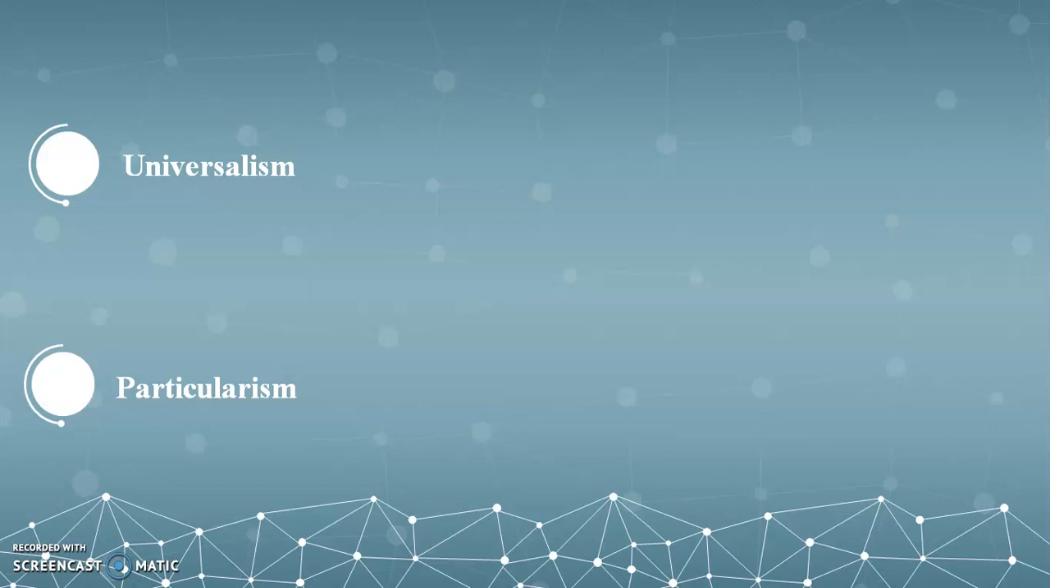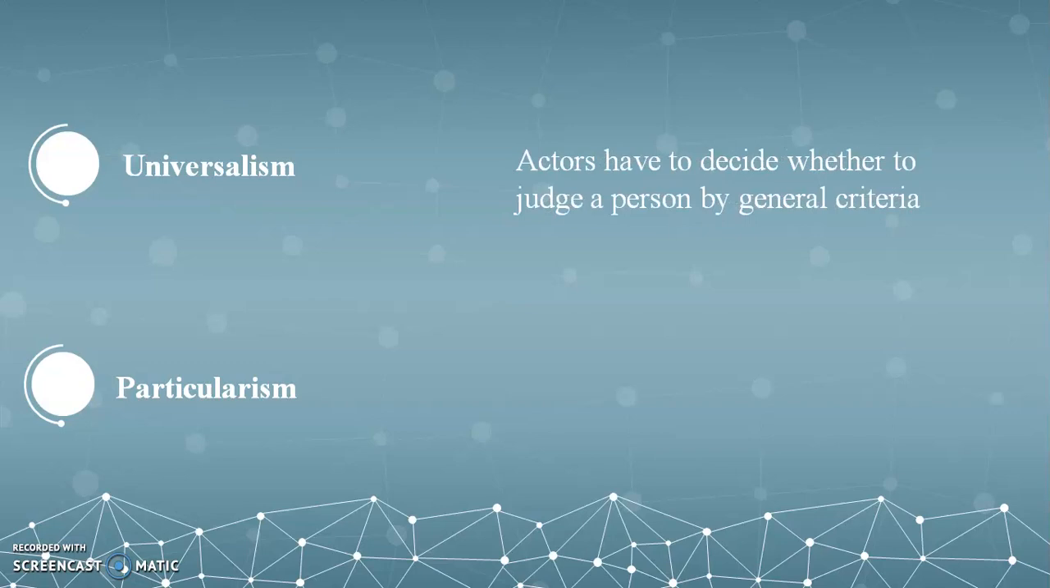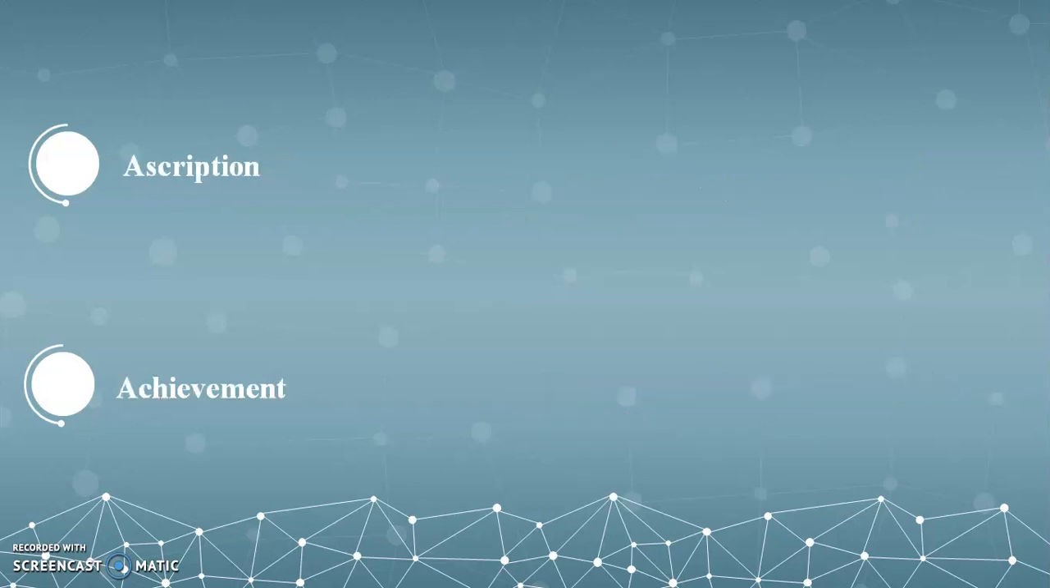This represents a dichotomy in social behavior. That means the actor or individual needs to judge another person either in terms of generalized criteria or in terms of special nature. Universalism means actors have to decide whether to judge a person by general criteria. Particularism means judging a person based on the criteria unique to that person.